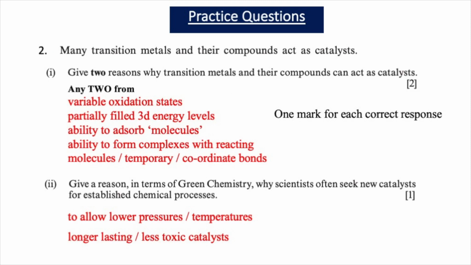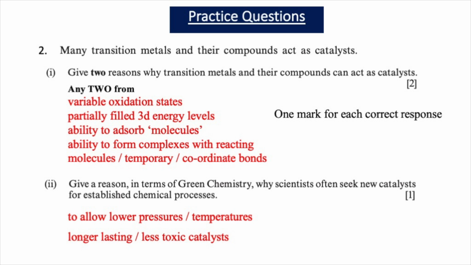So question 2 says that many transition metals and their compounds act as catalysts, and it's asking you to give 2 reasons why transition metals and their compounds can act as catalysts. So you need any 2 of the following. If you mention that they have variable oxidation states, or have partially filled 3D energy levels, or the ability to adsorb molecules, or the ability to form complexes with reacting molecules, temporary coordinate bonds, etc., you get 1 mark for each correct response here.